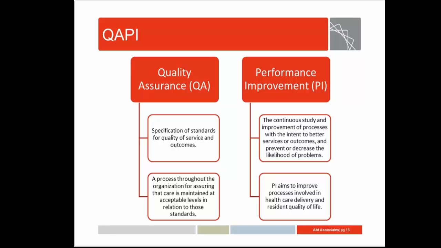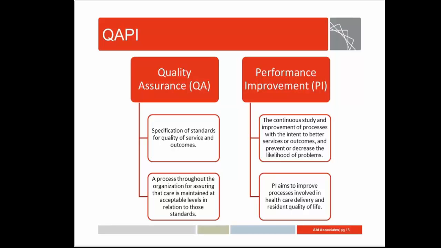QA is a specification of standards for quality of service and outcomes, and a process throughout the organization for assuring that care is maintained at acceptable levels in relation to those standards. QA is ongoing, it's anticipatory, and it's retrospective in its efforts to identify how the organization performs, including where and why facility performance is at risk or has failed to meet standards.